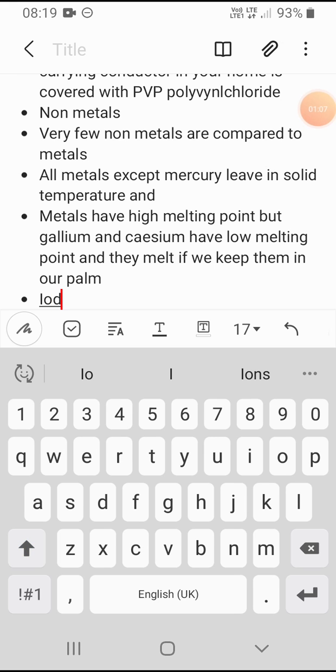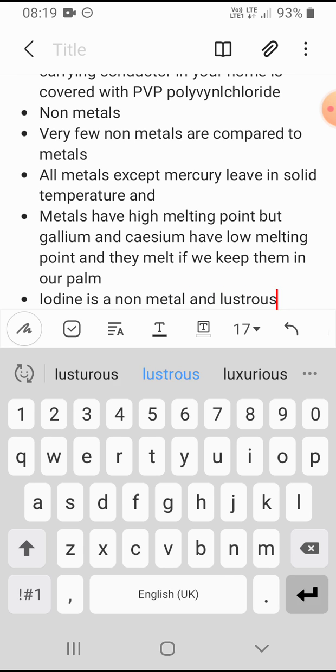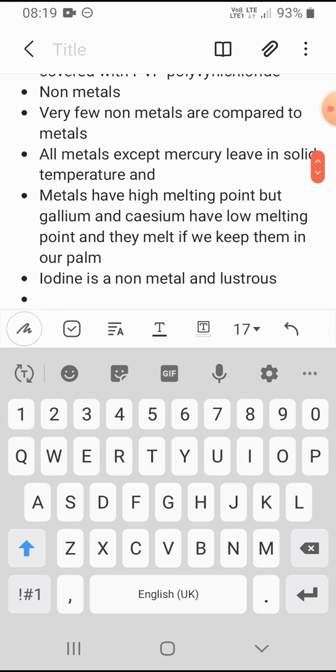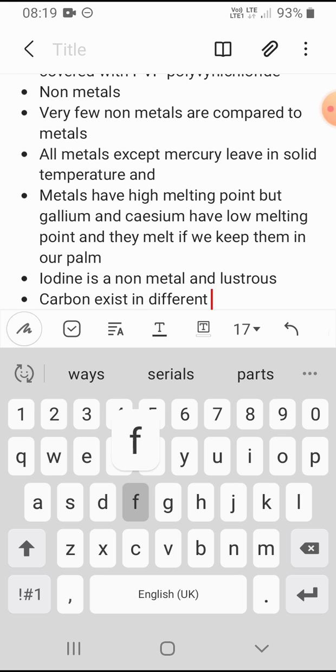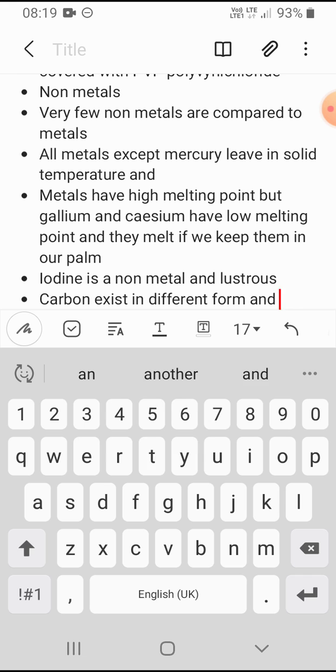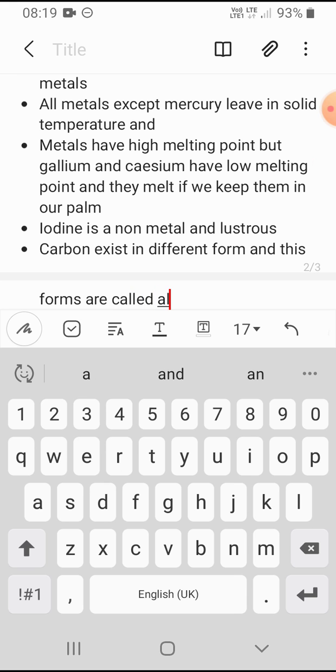Iodine is a non-metal, and it is lustrous. And carbon exists in different forms, and these forms are called allotropes.